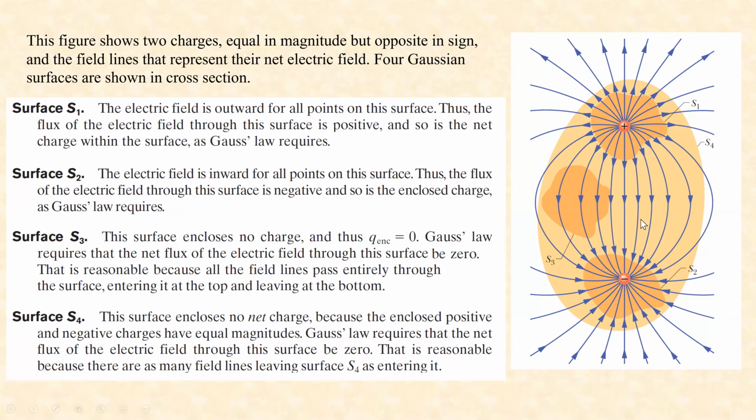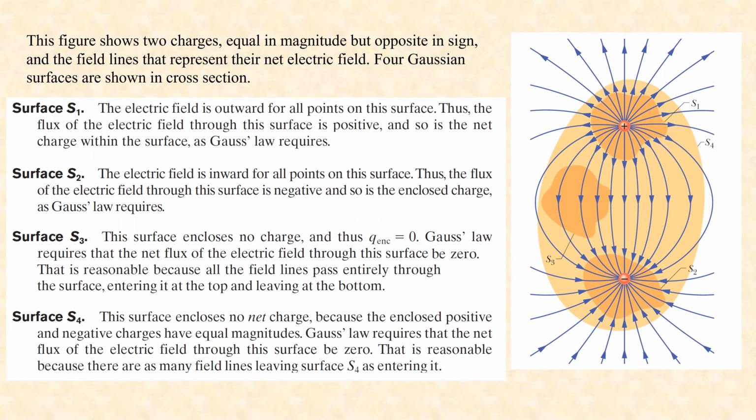This surface number 4, which is the large surface, has no net charge in it because there is positive charge here and negative charge inside. So the net charge inside is 0 because the positive and negative are the same magnitude. Gauss's law requires that the net flux of the electric field through this surface be 0.